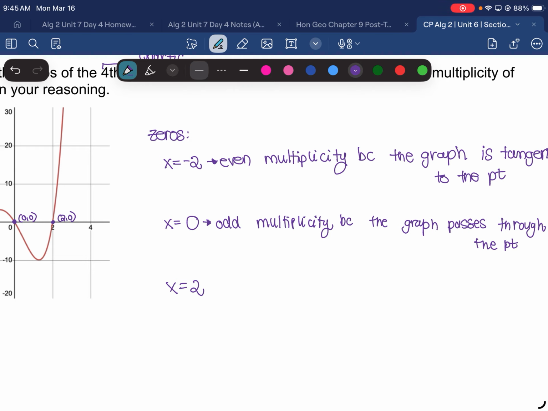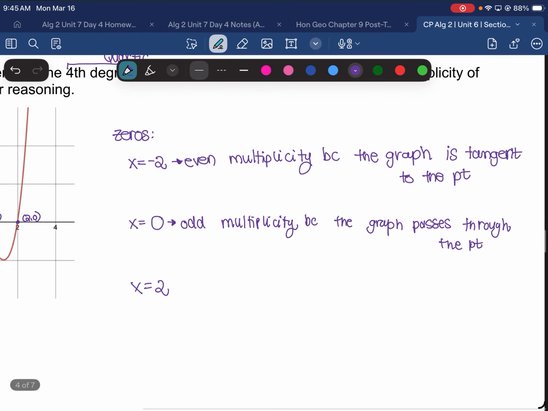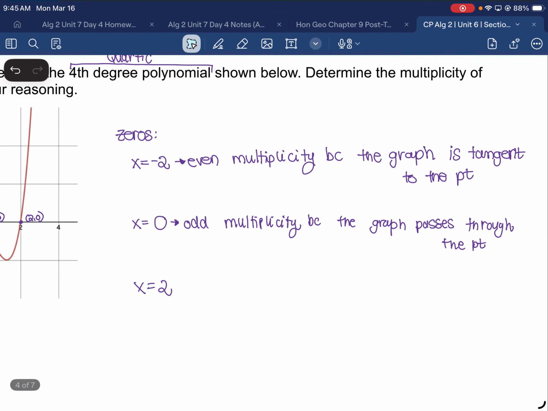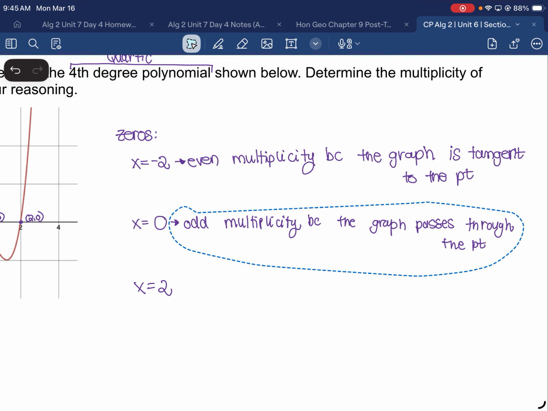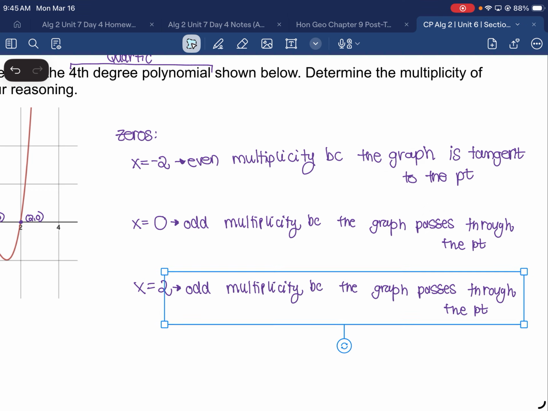But remember, when I'm writing zeros, we're writing it as x equals the number. Okay? What are your thoughts about x equals 2? Look at your graph. What's happening there? So what kind of multiplicity does it have? Is it also odd multiplicity? Yeah, because the graph is passing through the point. All right, just copy and paste.